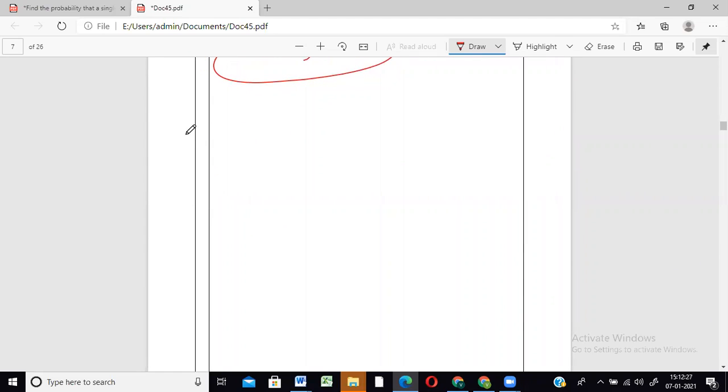So the next is increasing and decreasing function.